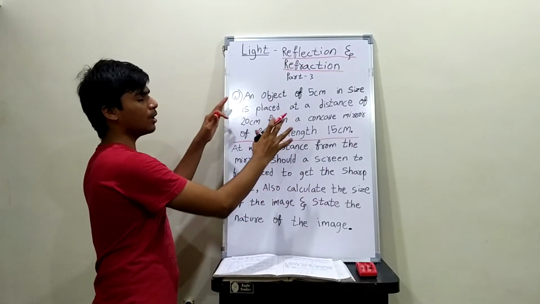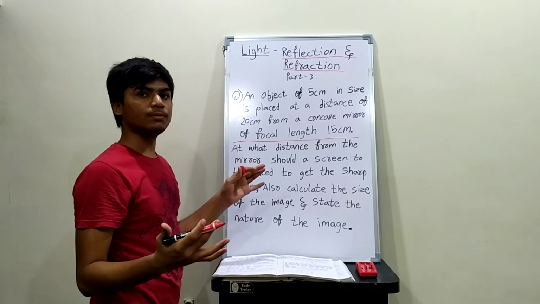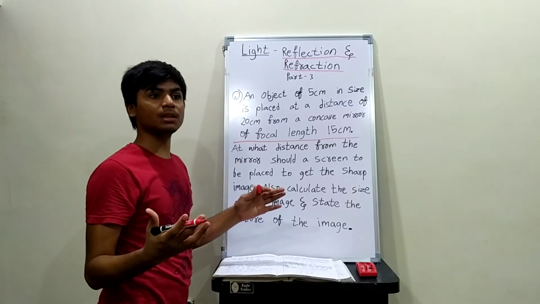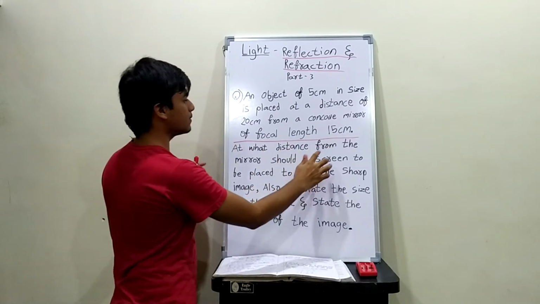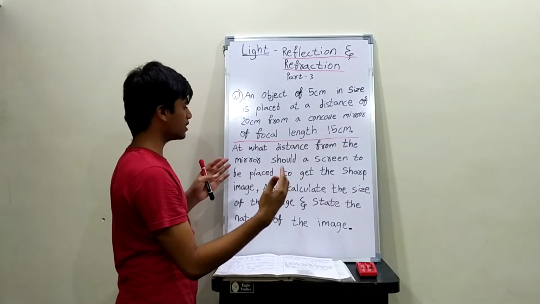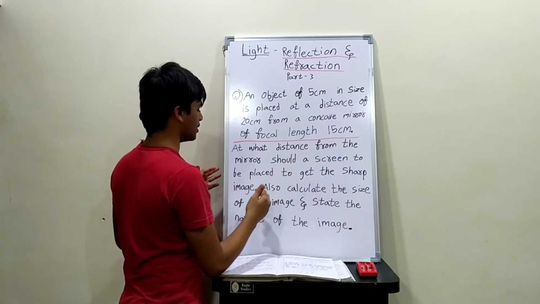Till here, they have given us all the values or the parameters or all the clues by using which we have to find something. Now, what is that something that we have to find? Here it is. At what distance from the mirror should a screen be placed to get a sharp image?